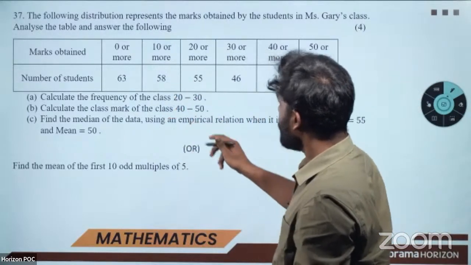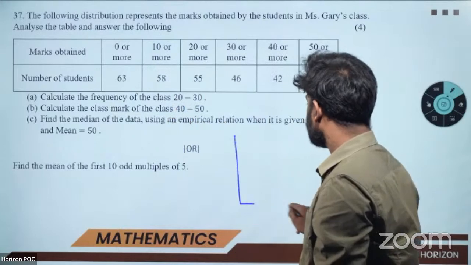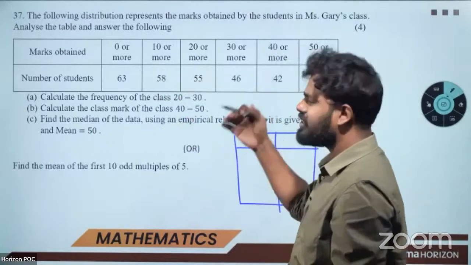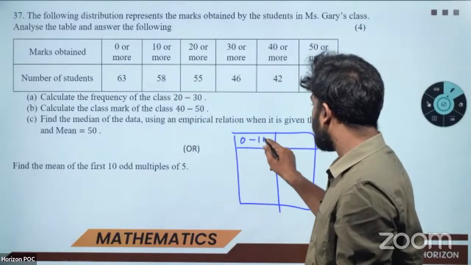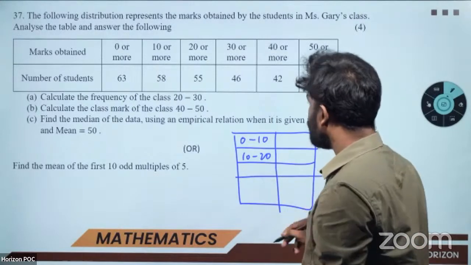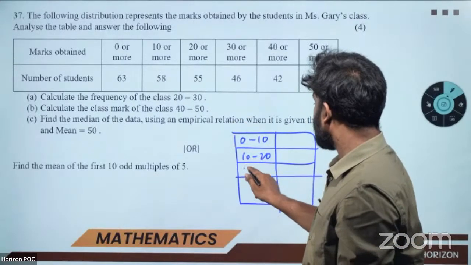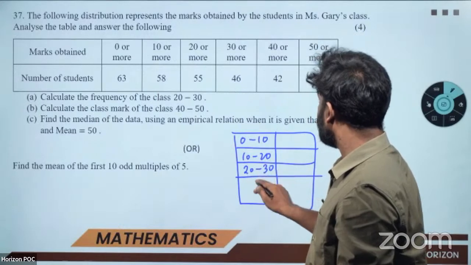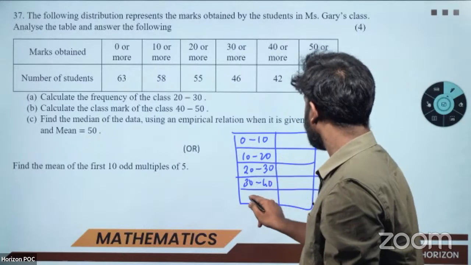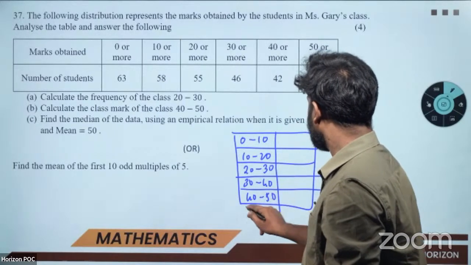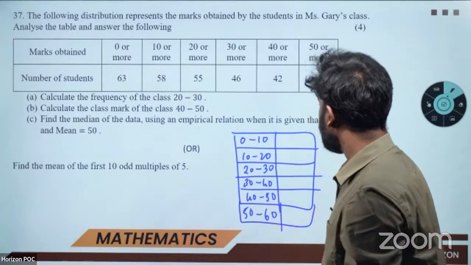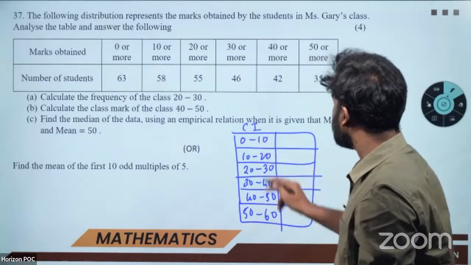So first look at the table. When you look at the table, 0 or more. I cannot write 0 or more, so I have to write it as 0 to 10. The next one, 10 or more, I have to write as 10 to 20. The next one, 20 or more, I can write as 20 to 30. Then I have 30 to 40. Then I should write 40 to 50. And then I have 50 or more also, so I should be writing 50 to 60. Okay, so this is the class interval.